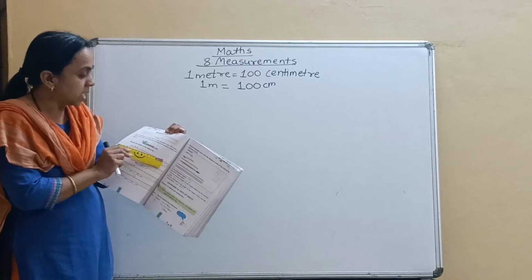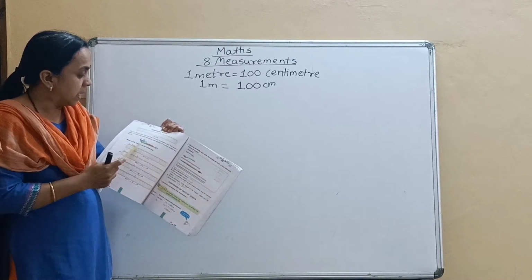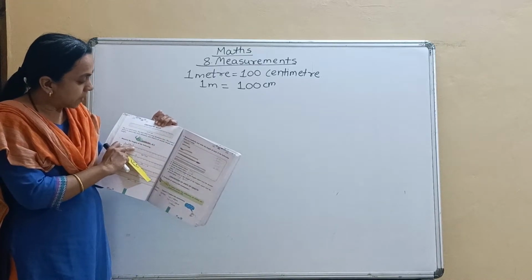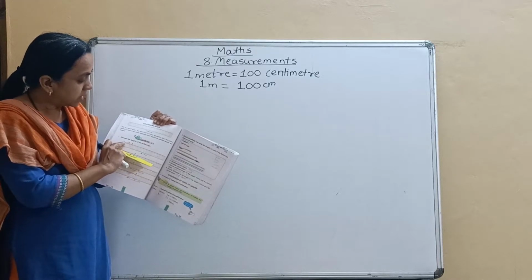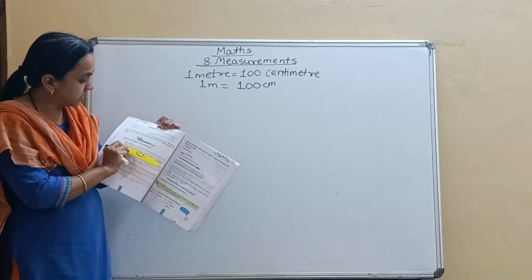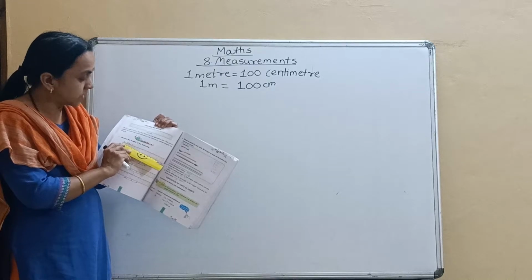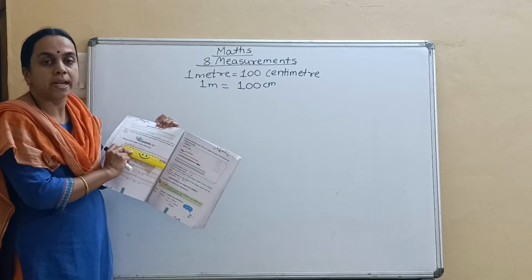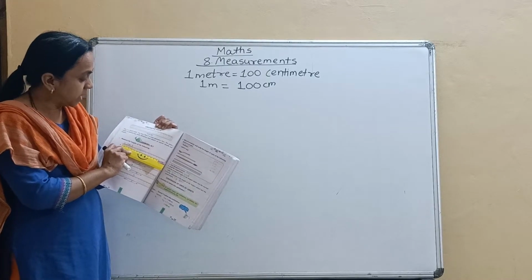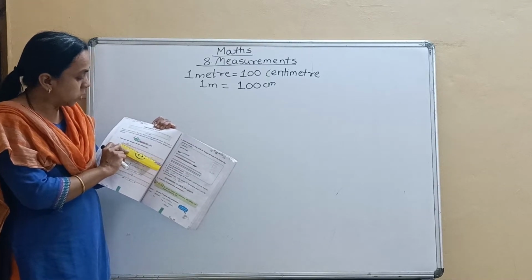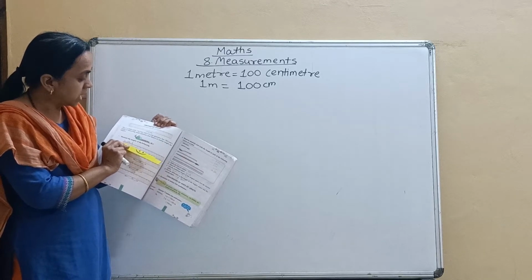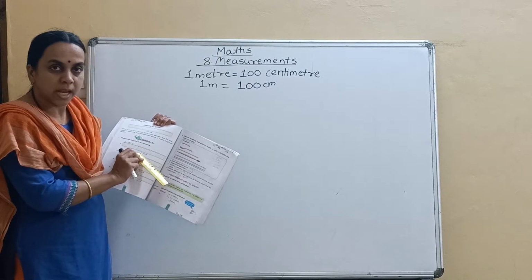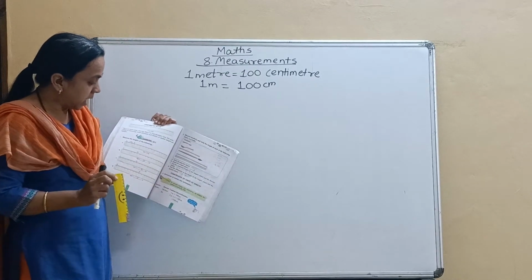Now see exercise 8.1. Measure the lengths of the following. So see here A, B. A, B starts with the 0. On some scales the millimeter and centimeter are given, and on some scales it starts from 0. So 0, 1, 2, 3. This line measures 3 centimeter. So what is the answer? AB equal to 3 centimeter.